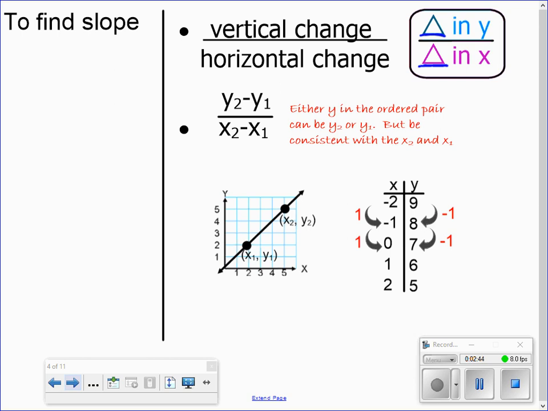Because we're looking at the change, we're looking at the difference between the two y values over the difference between the two x values. Now, depending on the ordered pairs that you're using, you have two ordered pairs. Either y in the ordered pairs can be y2 or y1, but be consistent with the x's. What we mean by that is if you're pulling y1 from one point, the x1 has to come from that same point.